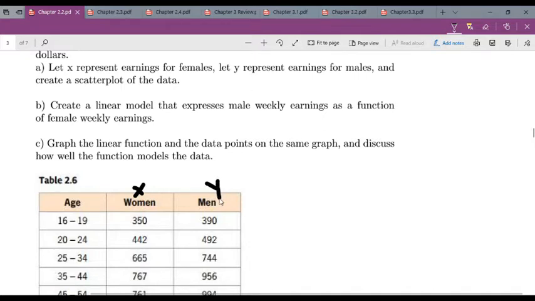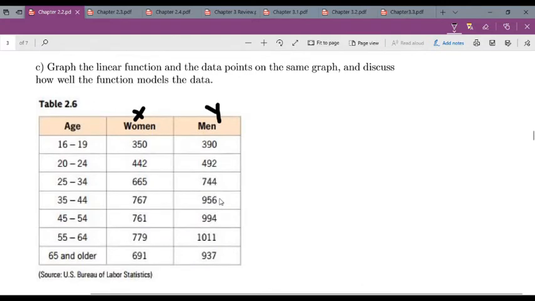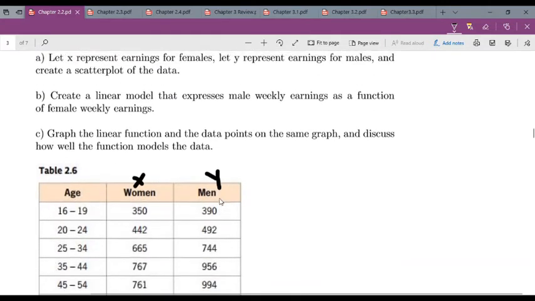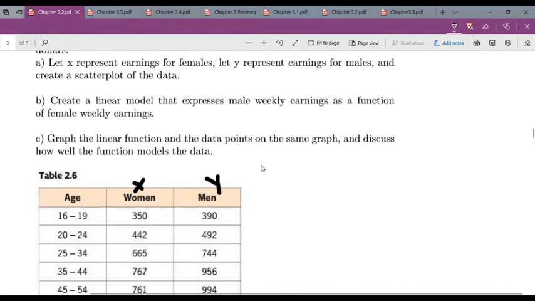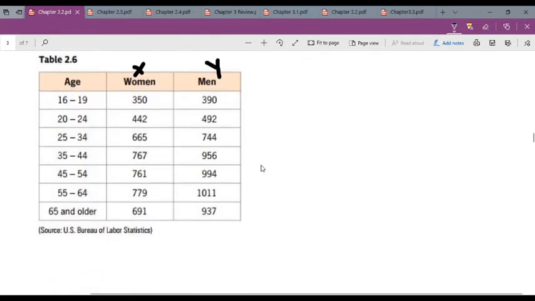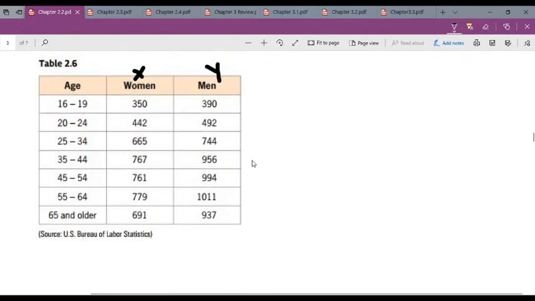I'm going to type this in. We've got this table 2.6 right here. We're going to type this directly into our list like we've done already. We're going to create this linear model, and then we're going to graph it and the data points on the same graph, and talk about how well it actually models and fits that data. So let's go over here to the calculator, get all this typed in, and then find the line and graph it. And I'll come back here and write the equation down after we're done with that as well.